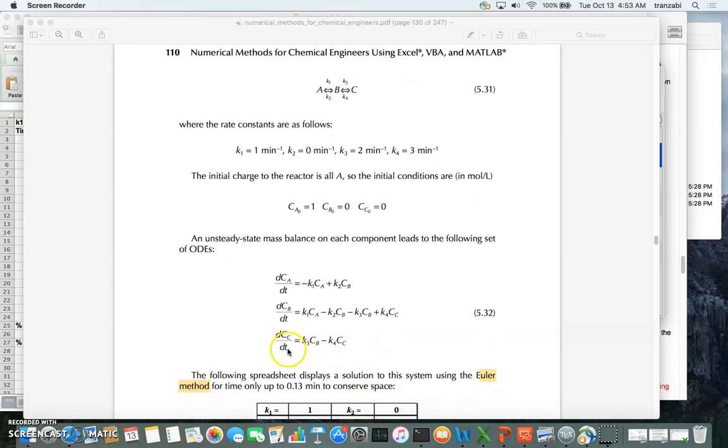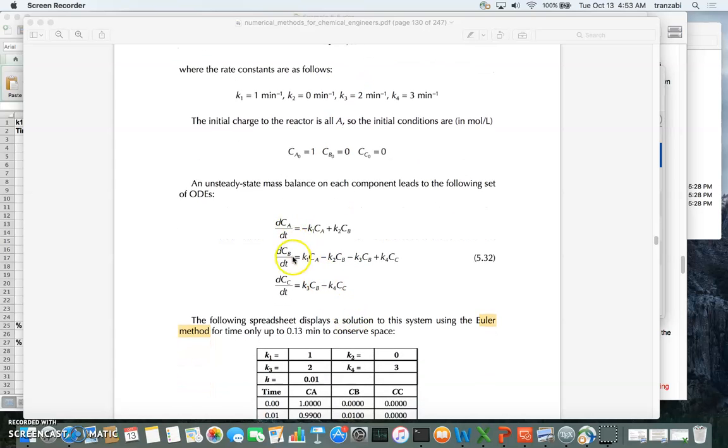You can write the same thing for concentration of C, which goes up with K3 times Cb, right? And then minus K4 times Cc. That's what we have here. Okay, so now we have three differential equations. The first one involves Ca and Cb. This one involves Ca, Cb, Cc, and so forth, right? And these are the initial conditions.